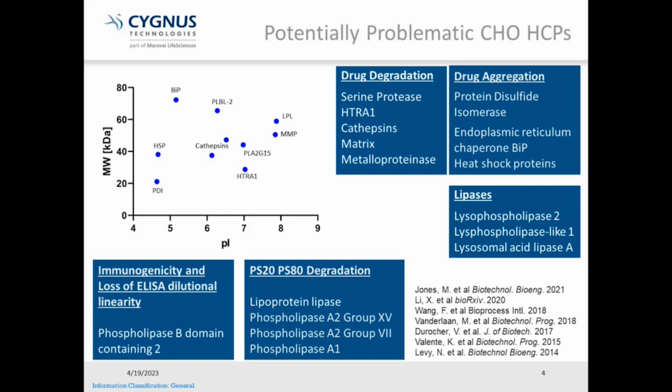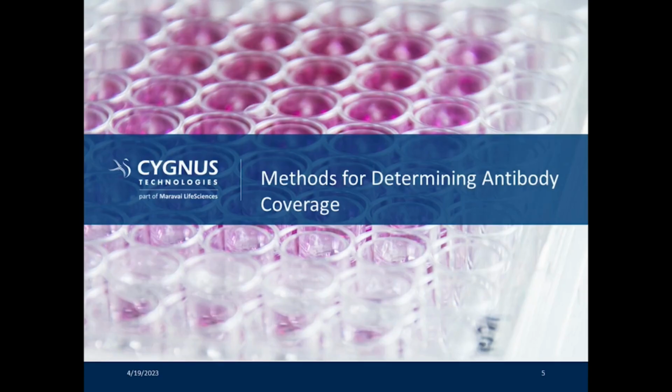Some of these proteins you may be familiar with on this list. A very familiar protein on this list to many of you is maybe phospholipase B-like 2. As you can see from this 2D virtual gel, the host cell proteins on this list have isoelectric points and molecular weights of different ranges. This is unfortunate because these ranges are also shared by drug products such as recombinant proteins and monoclonal antibodies.